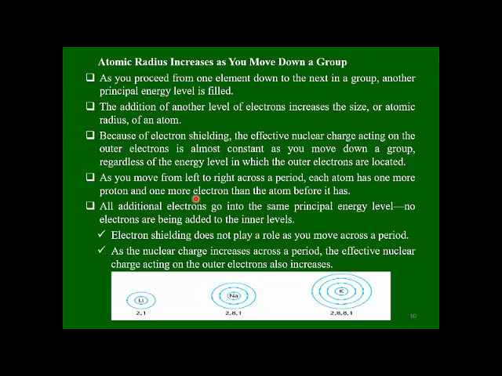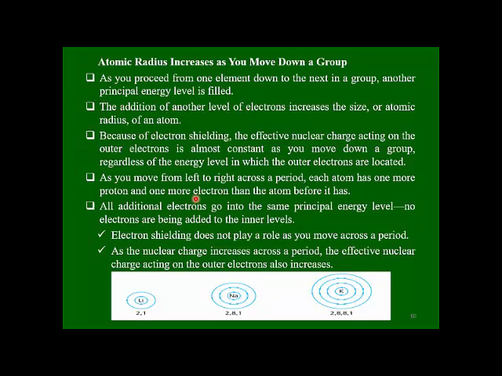Because across any period, we have the same number of shells. Like in period 3, we have 3 shells. And we keep adding electron and proton, electron and proton, electron and proton. So we are increasing nuclear charge, the charge on the nucleus. That's the positive charge. We are increasing it from sodium, that is 11, to argon, that is 18. So we are increasing the nuclear charge, so we are increasing the attractive force between the nucleus and the electrons.